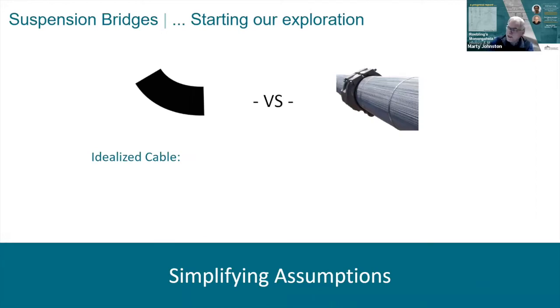These things are complicated. As Paul said, I'm going to strip out the details and try to idealize this piece. So on the left is my idealized cable. It's uniform. On the right is something a bit more complicated. When I think about an idealized cable, I'm thinking about a system that's a uniform material. It's not stretchable. It's frictionless and it's flexible.